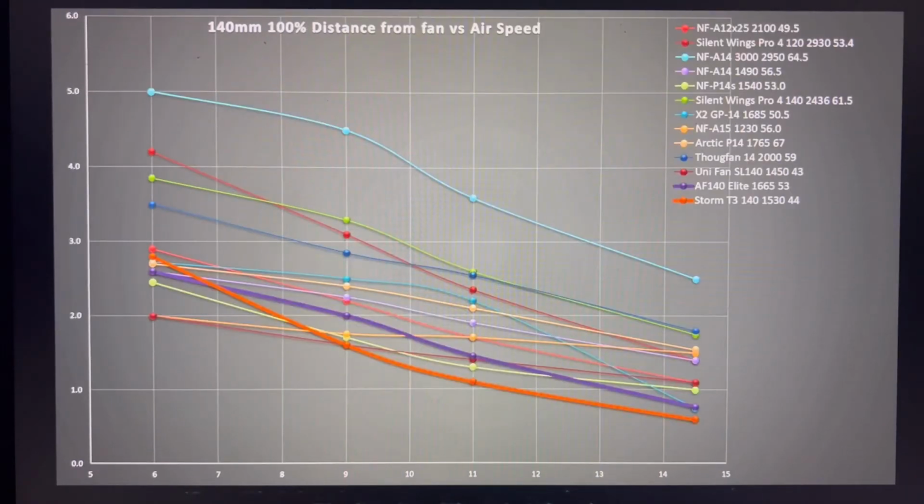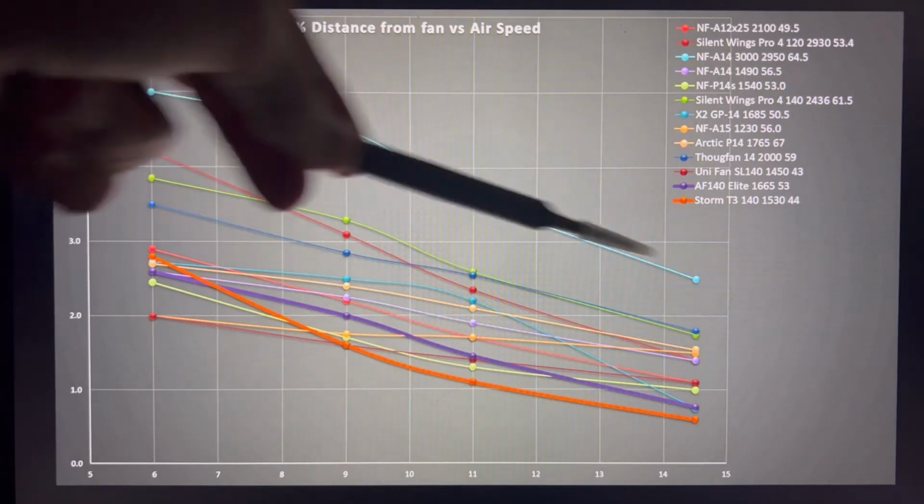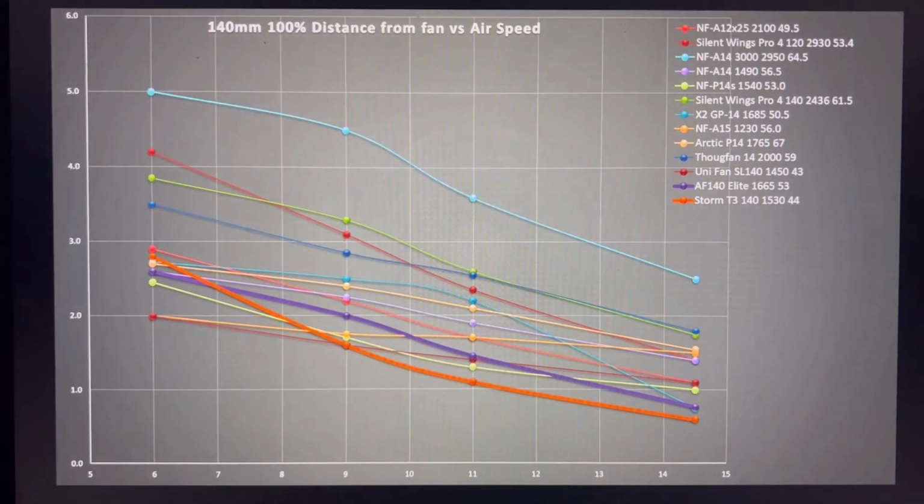Taking a look at these fans at 100% PWM, we can see that the Noctua A14 is spinning at 3000 RPM and is pretty loud at 64.5 decibels, but it is our top performer right here because it is just spinning so much faster than the other fans and pushing so much more air. So you need to take all this with a grain of salt.